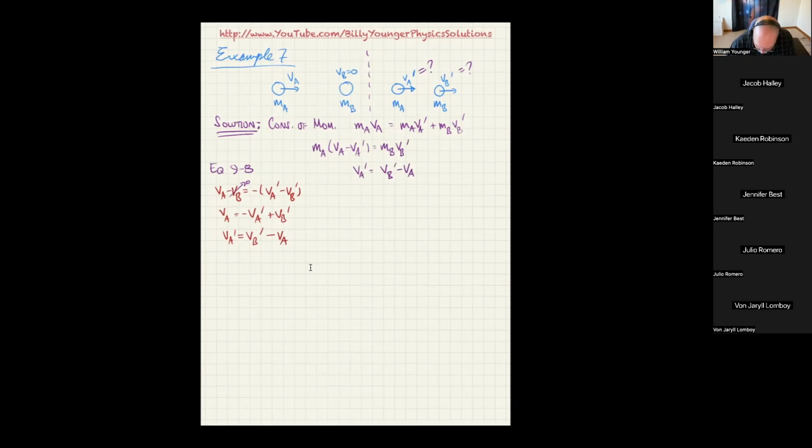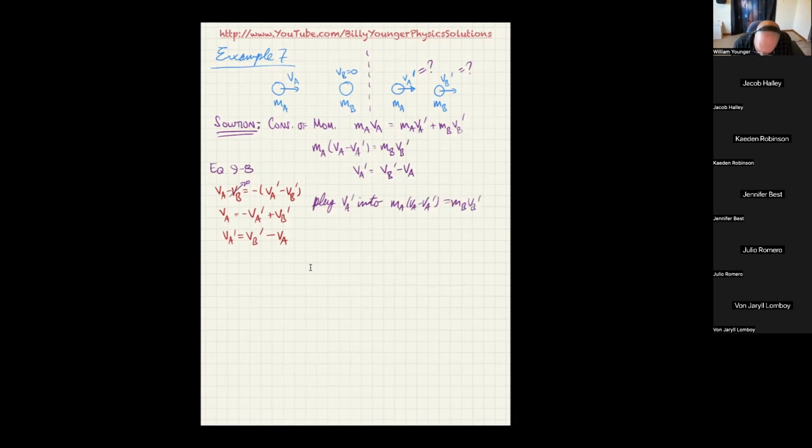Now, because I've used that, I've actually made use of conservation of kinetic energy as well. So now I can actually try to do something with them combined. I can take, for instance, the VA prime and plug it into the other equation: MA VA minus VA prime equals MB VB prime.